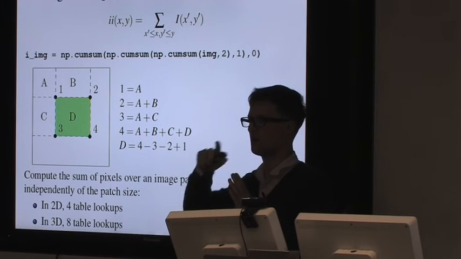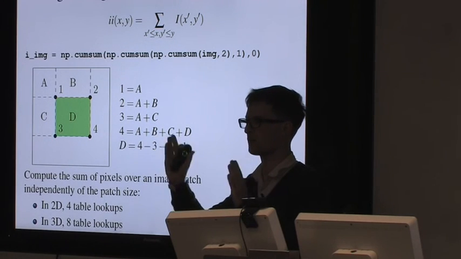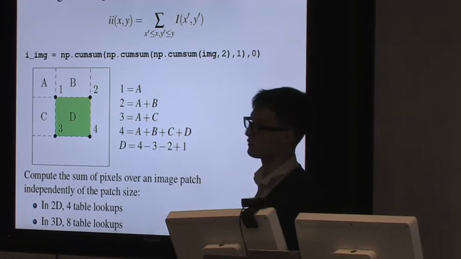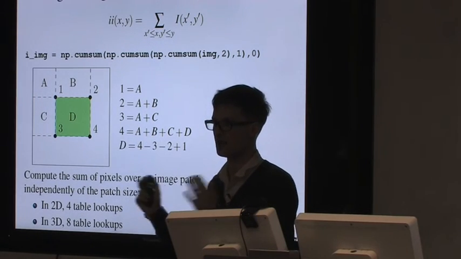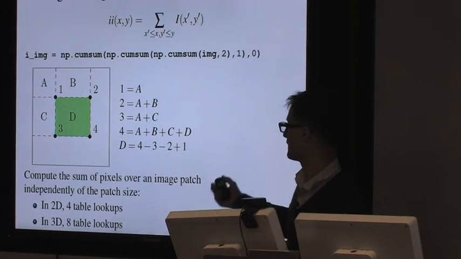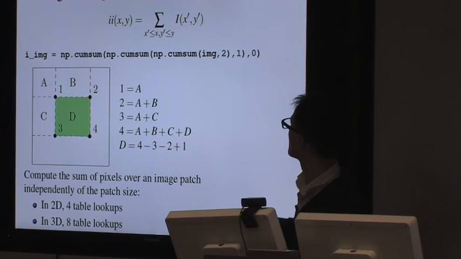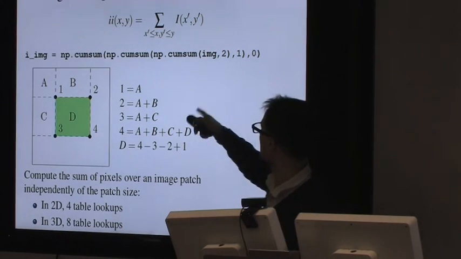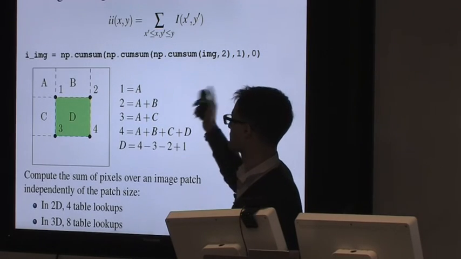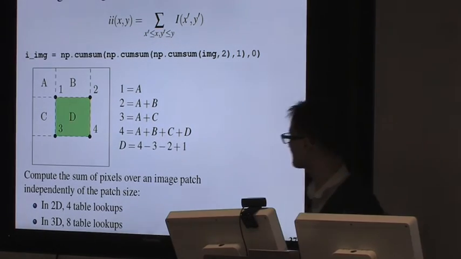You have the sum of all the pixels in a patch, independently of the size of that patch. And if you just want the mean, then you just divide by the dimensions of that patch. And in 3D, it's almost the same thing. It will be in 8 table lookups. And in terms of Python code, it's 3 successive calls to the cumulative sum.